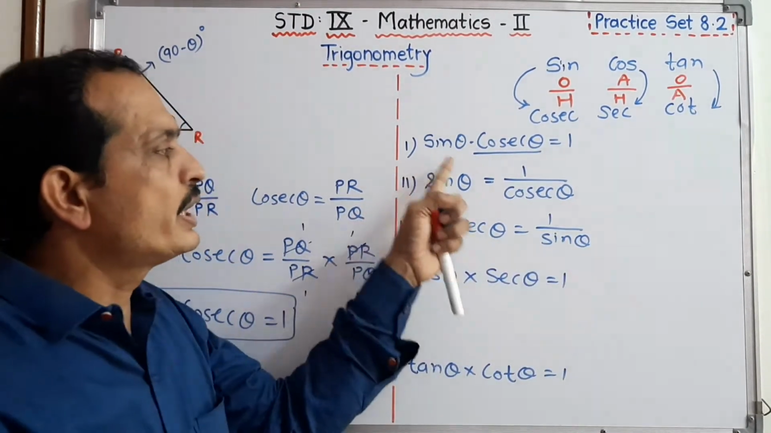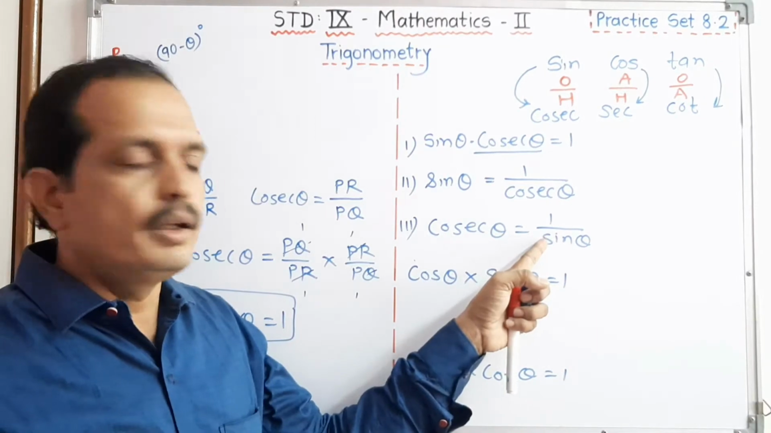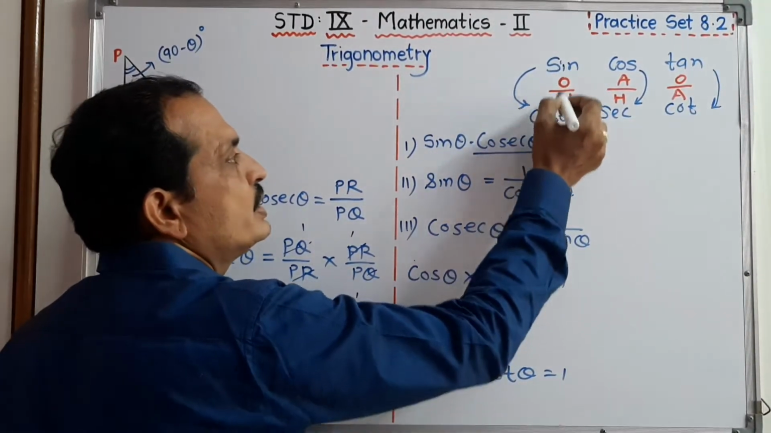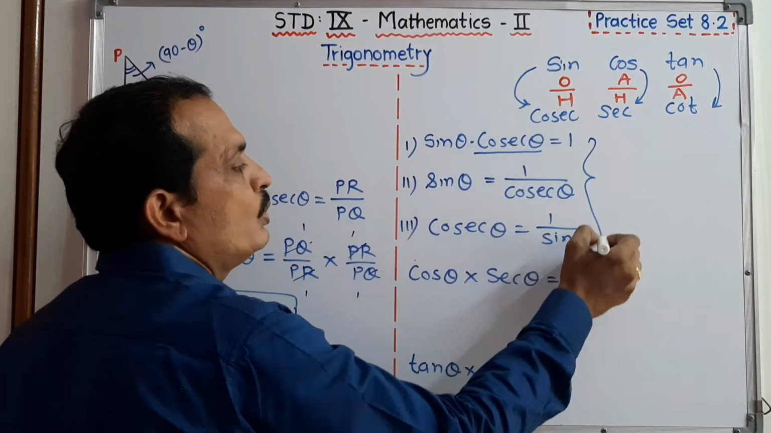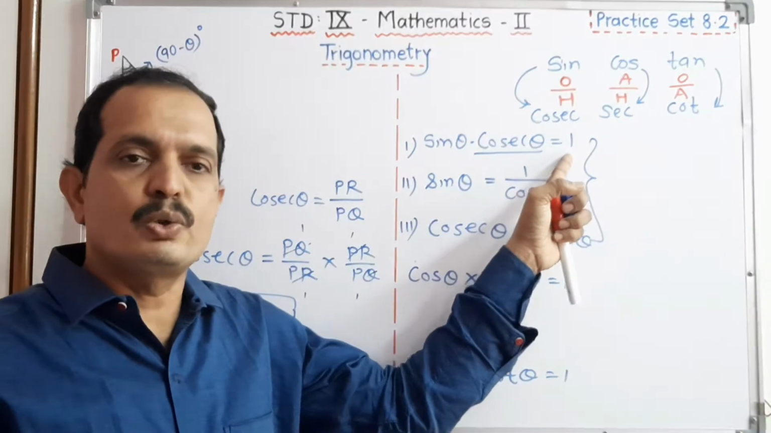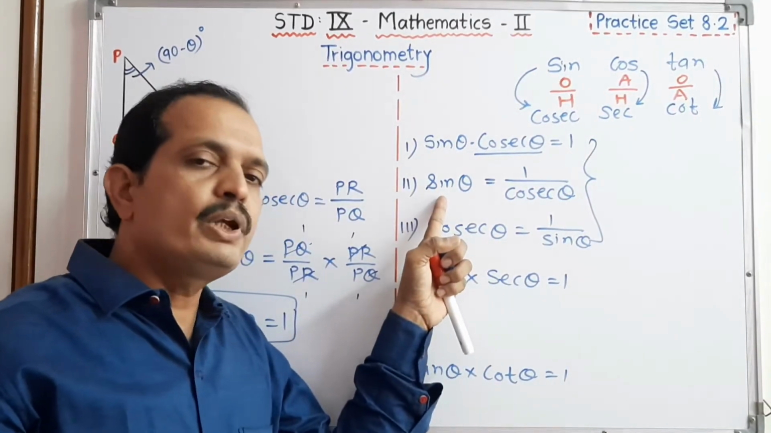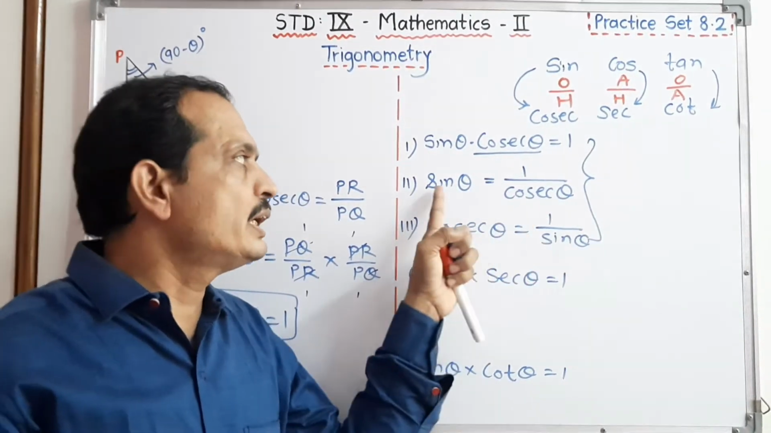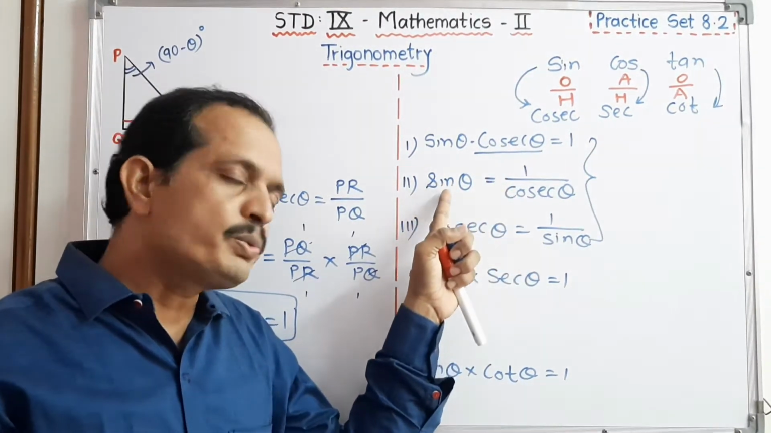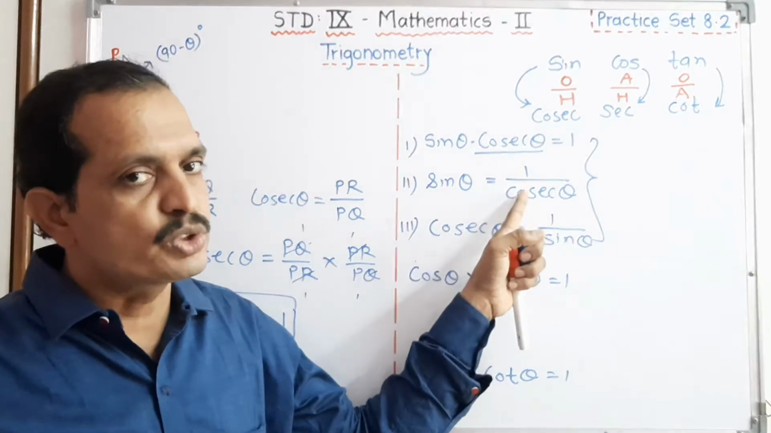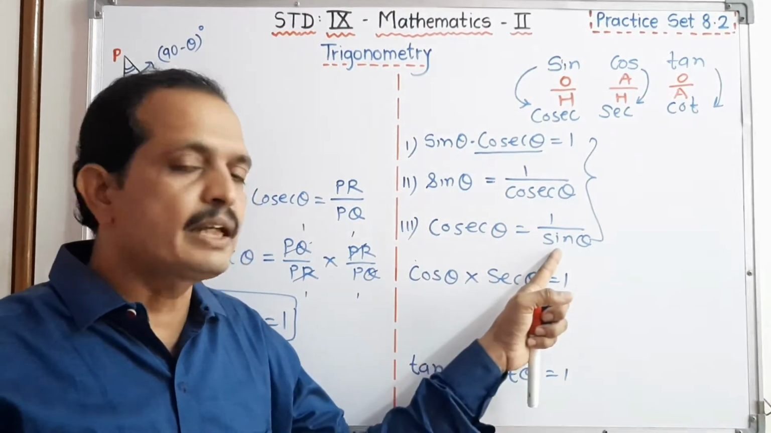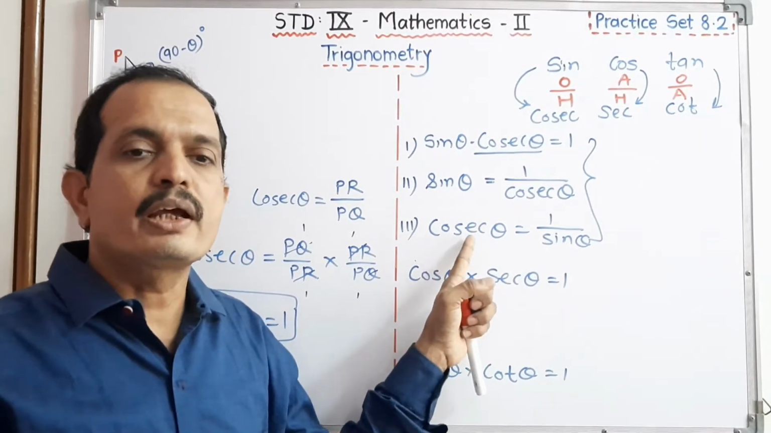Sine theta we take on this side, we will get that is 1 upon sine theta. Therefore, from this one condition we can follow these three rules, that is sine theta into cosec theta is equal to 1. Sine theta we can convert into cosec theta, that is sine theta is equal to 1 upon cosec theta. That means instead of sine theta we can write 1 upon cosec theta.